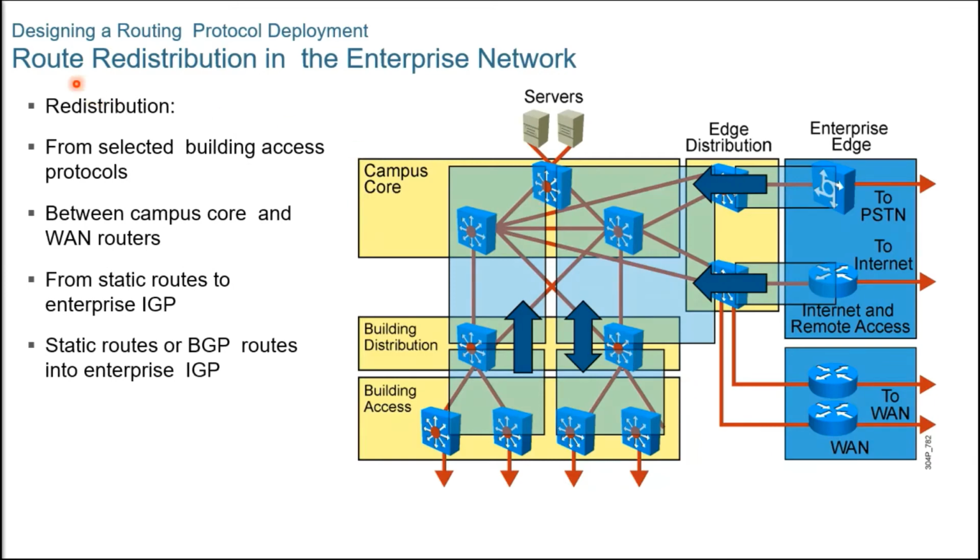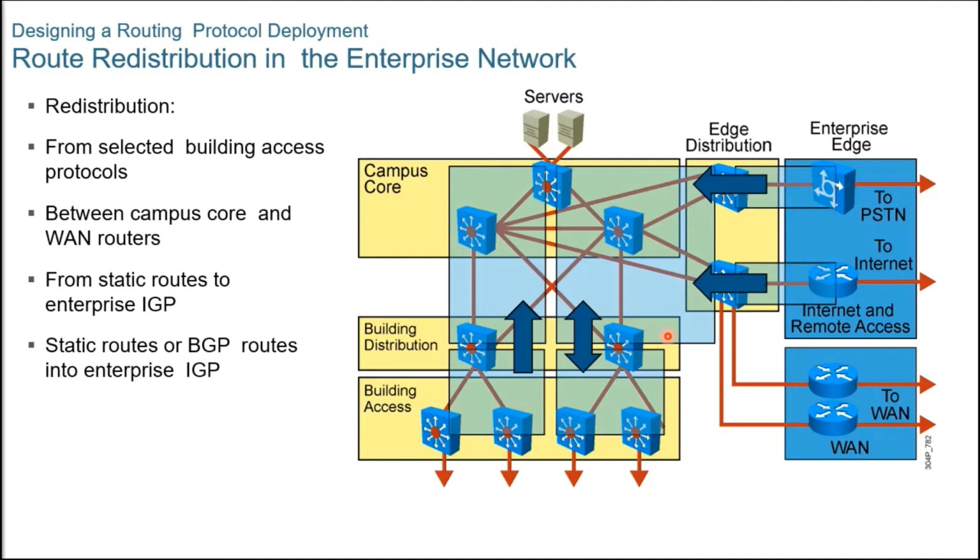How about route redistribution in the enterprise network? Redistribution is needed in the building distribution layer when different routing protocols or domains exist in the building access layer and the campus core. Redistribution might also be needed when the campus core and the enterprise edge, including to and from one module's routers, from static or BGP routes in the internet connectivity module and from static routes in the remote access and VPN module. Now, this figure here shows a sample enterprise network with redistribution points throughout.